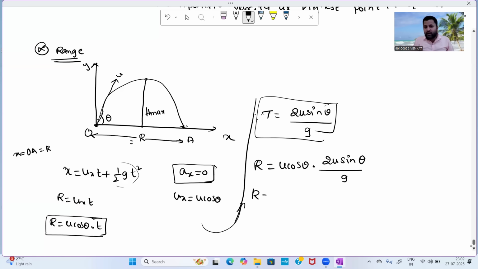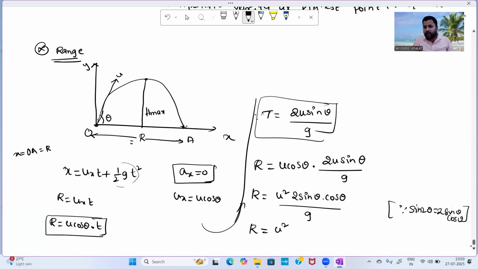From this equation, we can write R equal to u into u, that is u square, then 2 sin theta cos theta by g. Then finally u square into 2 sin theta cos theta by g. You know the mathematics formula, sin 2 theta equal to 2 sin theta cos theta. So we can write this as u square sin 2 theta by g.